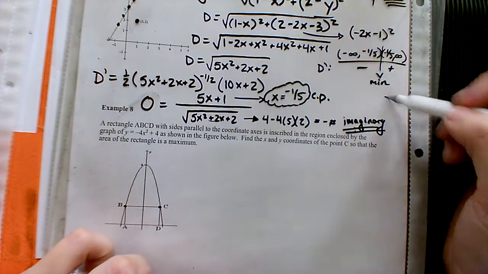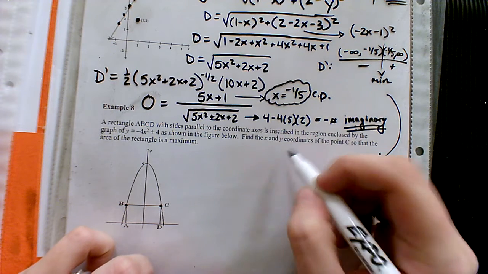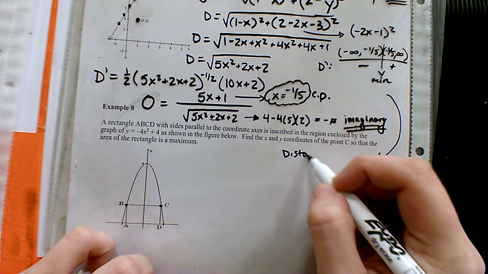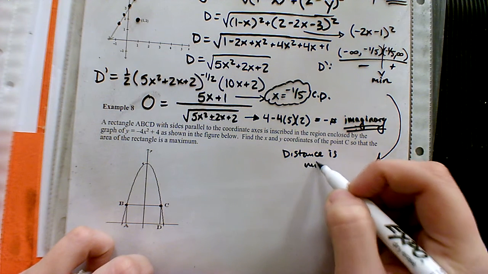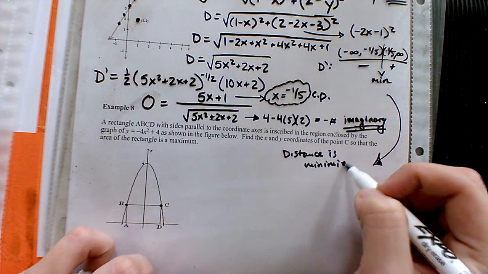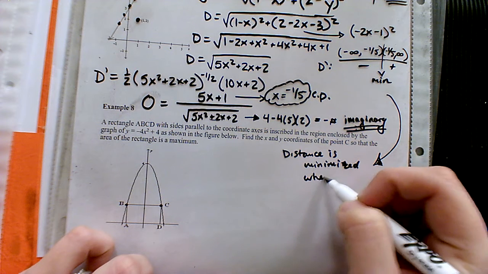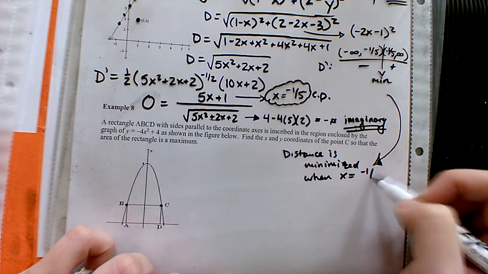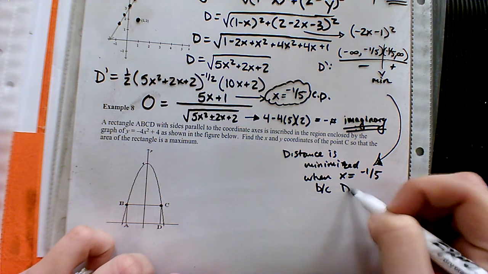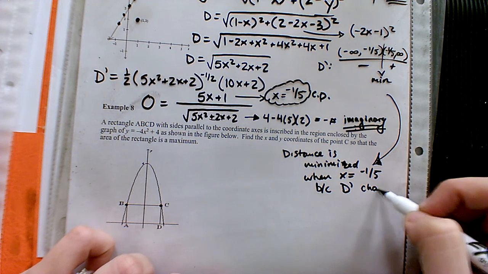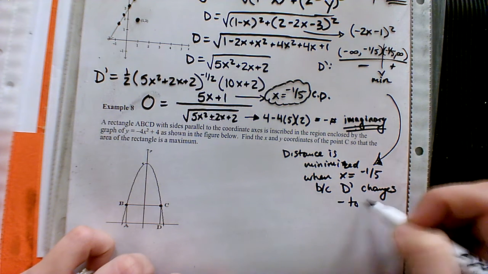All right, I'm running out of room. I'm going to go down here. Distance is minimized when x equals negative 1/5 because d prime changes negative to positive.